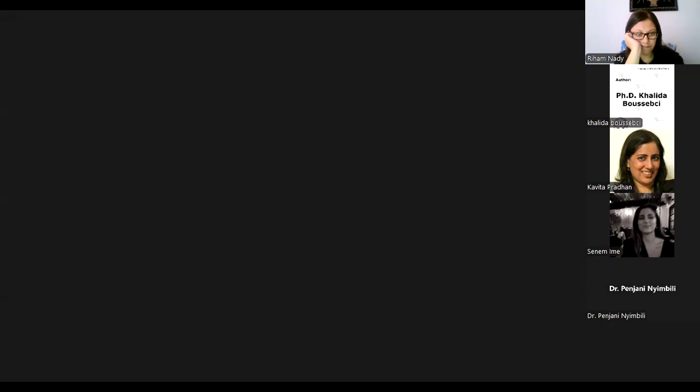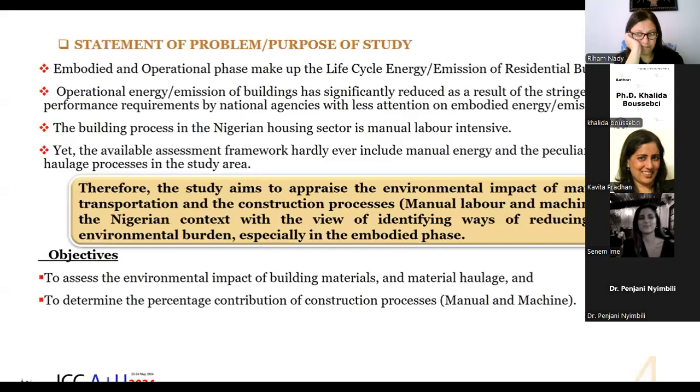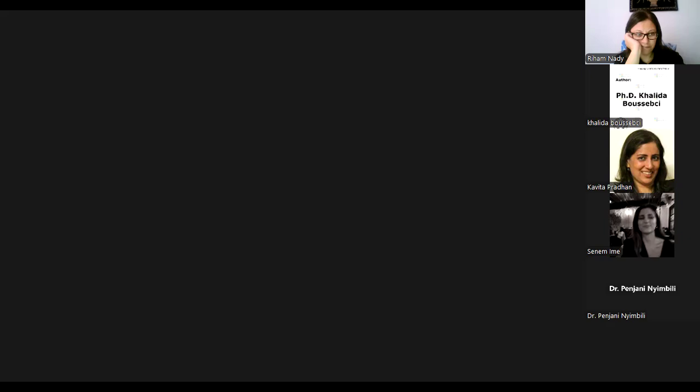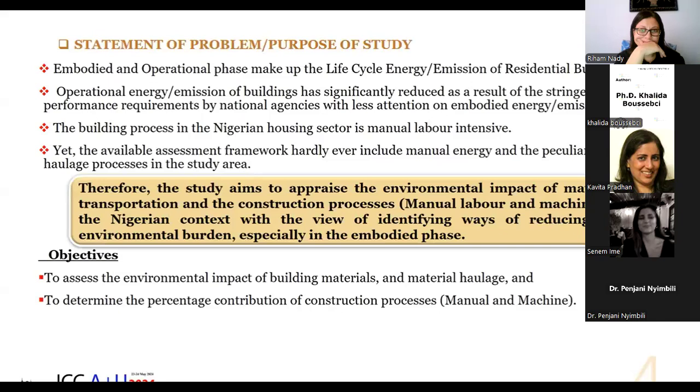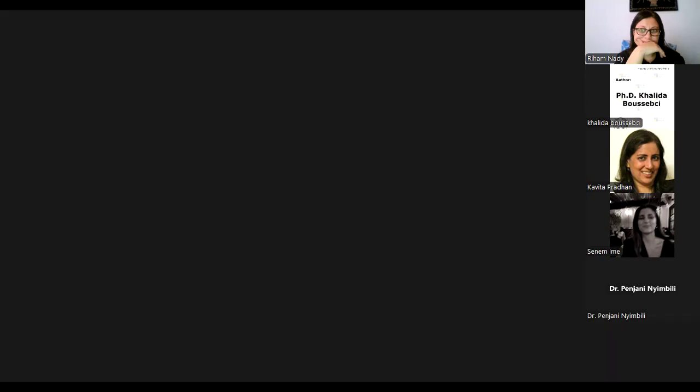Therefore, the study aims to appraise the environmental impact of materials transportation and the construction processes with regard to manual labor and machine in the Nigerian context, with the view of identifying ways of reducing environmental burden, especially in the embodied phase. To achieve this, we have two key objectives. Objective one is to assess the environmental impact of building materials and material haulage. Objective two is to determine the percentage contribution of the construction processes, that is, manual and machine energy.